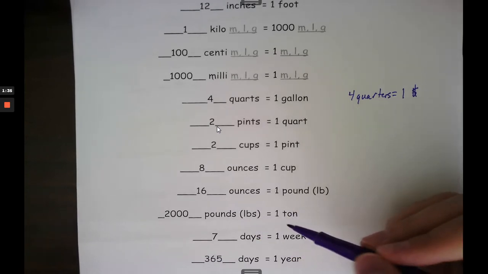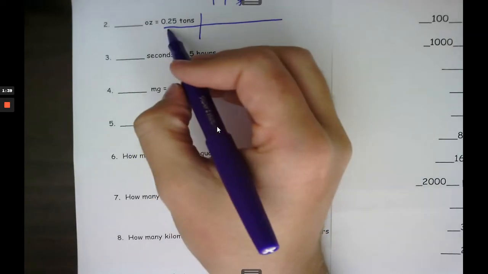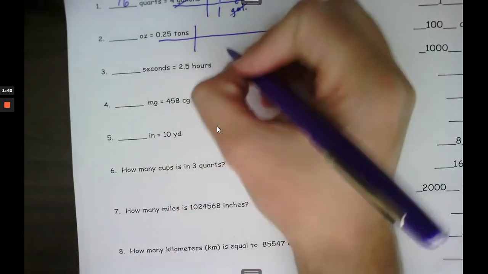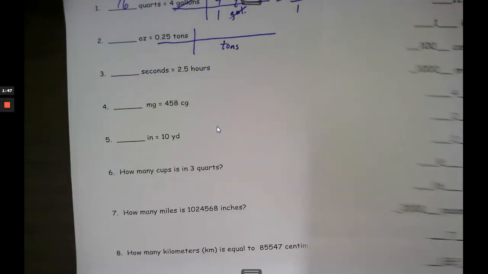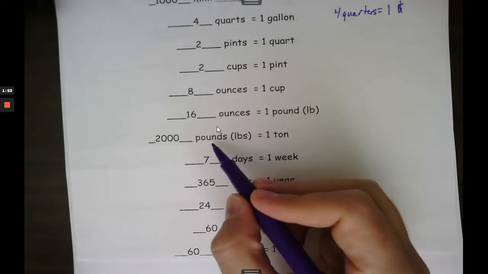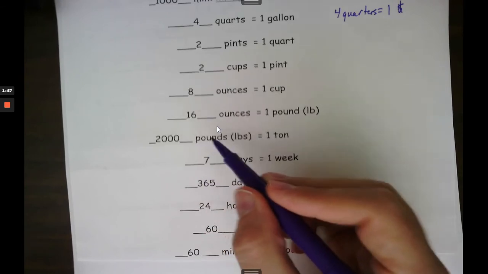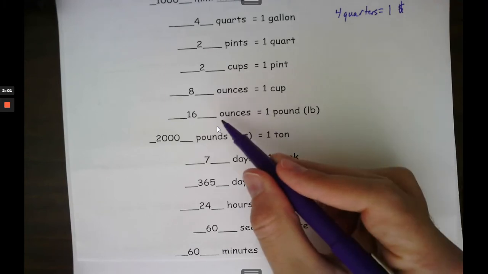Now, I started with tons, right? I started with 0.25 tons. So I'm going to have to use some conversion that involves tons. I've got to get rid of tons, so I'm going to put tons on the bottom. But I need to do something that involves tons. The only one I have on this sheet is this. 1 ton is 2,000 pounds. But once I convert it to pounds, I can then use the conversion right above it to go from pounds to ounces, which is what I finally want.